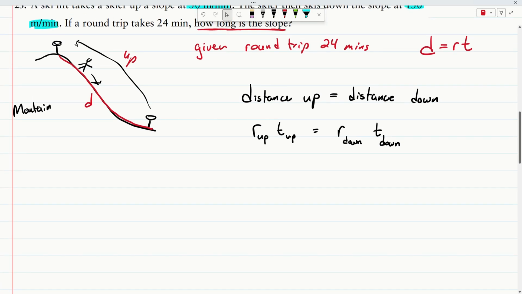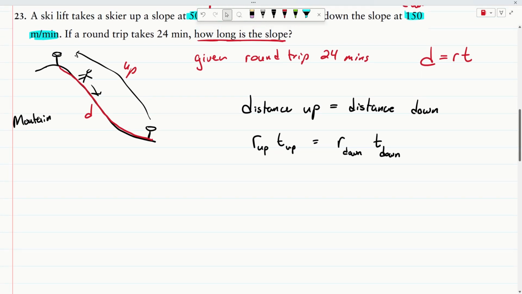So let's go ahead and start labeling some stuff. Well, we know the rate up, 50 meters per minute, so we'll just put 50. Now, we don't know how long it took us to go up. We have no idea. So we're going to let X equal the time going up.